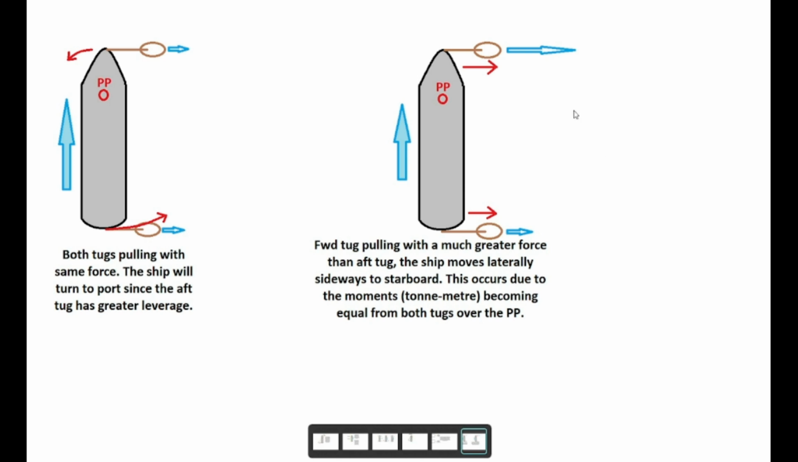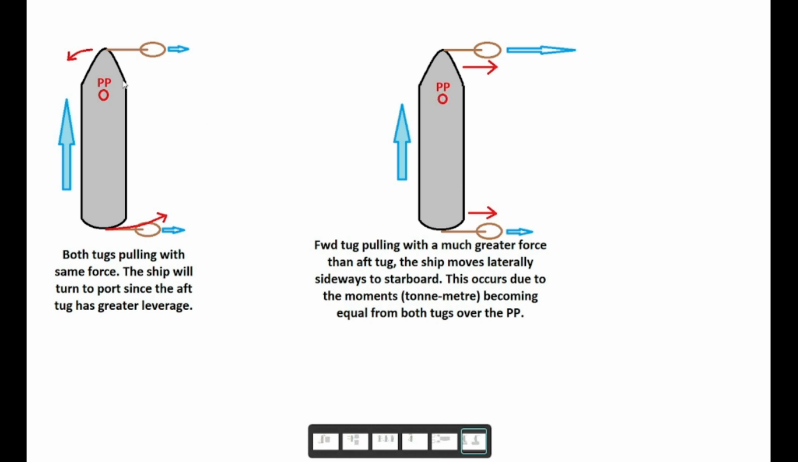However, if we have the forward tug acting with a lot more force than what the aft tug is using, we can expect the ship to move almost sideways whilst moving ahead as well. This is all because these tugs are working in a moment. A moment is a ton meter, so that is the amount of tons of force being exerted times the distance in meters over the pivot point.